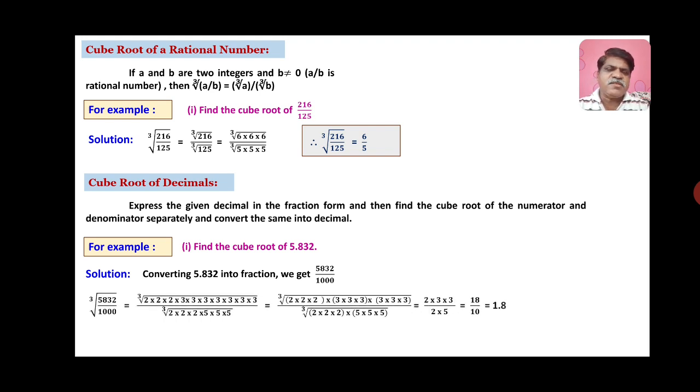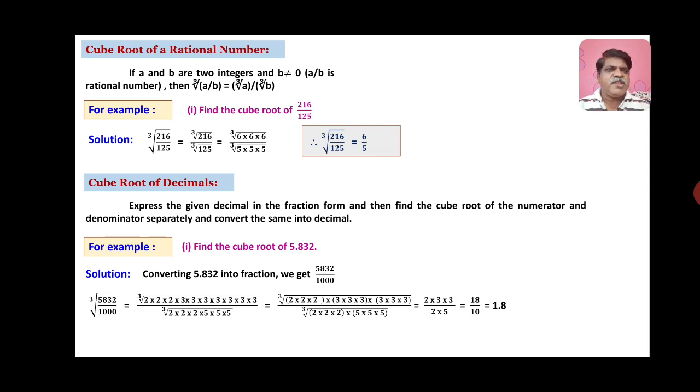So the cube root of 5832 upon 1000 is equal to the cube root of the factors of the numerator, 2 into 2 into 2, 3 into 3 into 3, 3 into 3 into 3, divided by the cube root of 2 into 2 into 2 and 5 into 5 into 5.